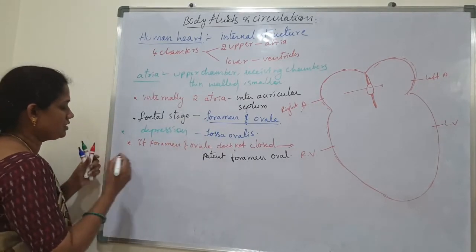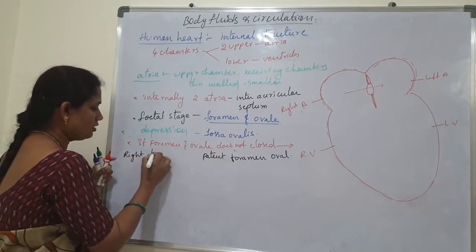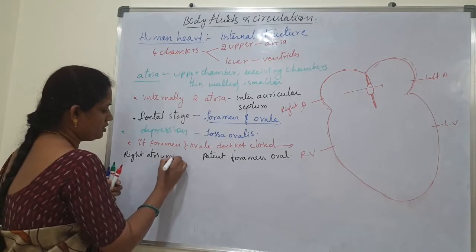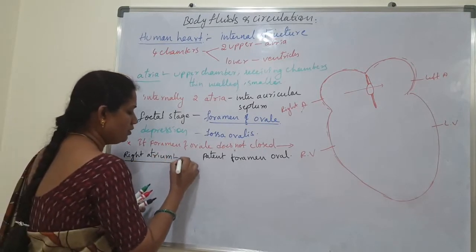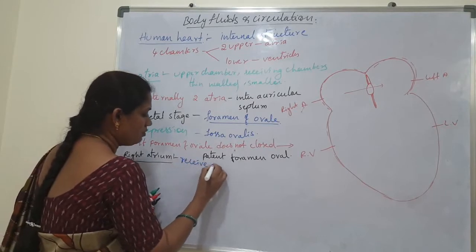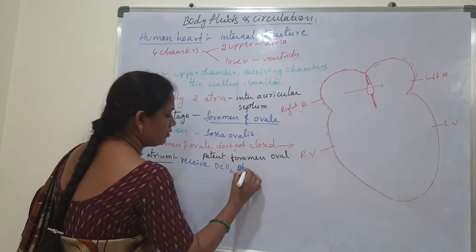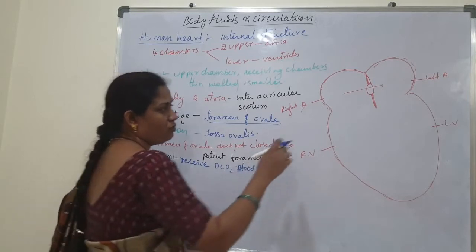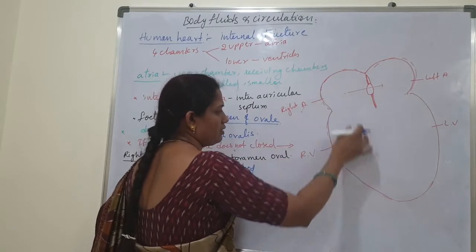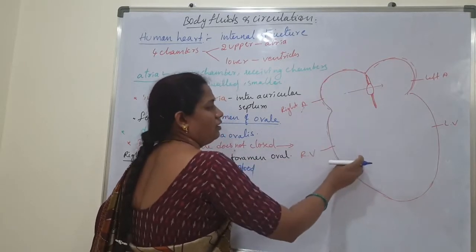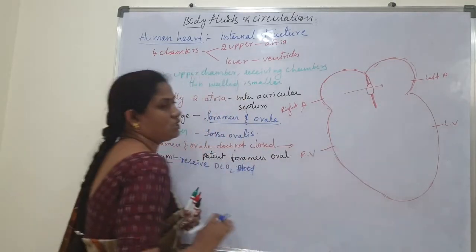Next, the right atrium. The right atrium receives the deoxygenated blood. One point you have to remember: the right side always has deoxygenated blood, and the left side has oxygenated blood.